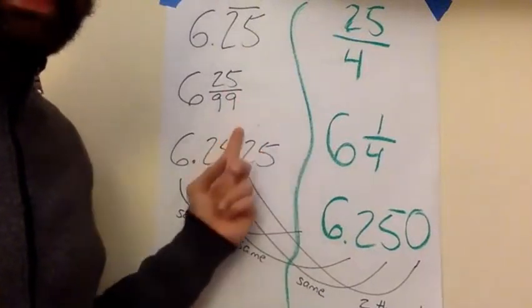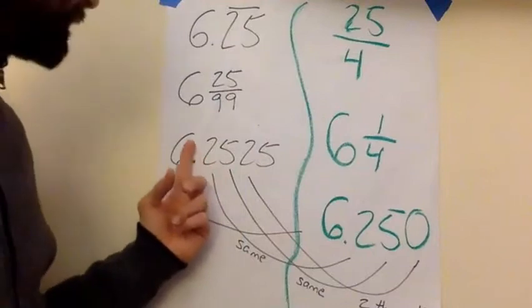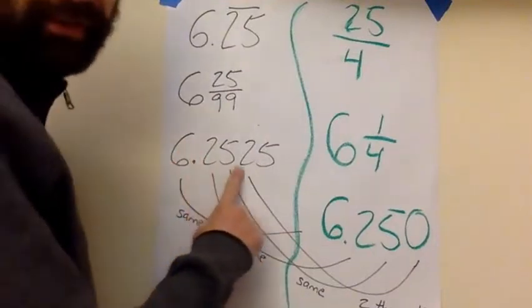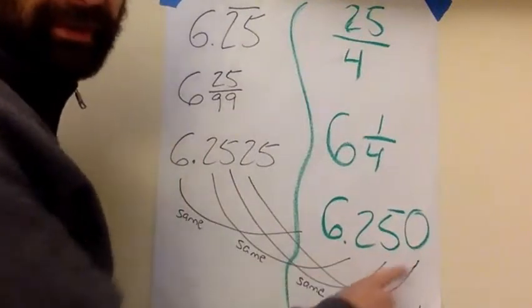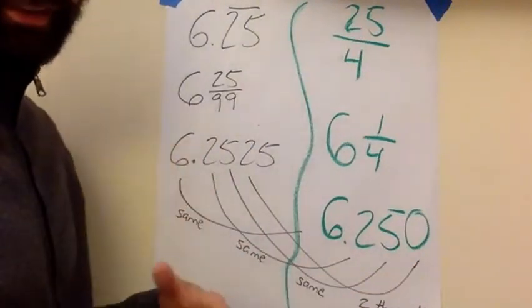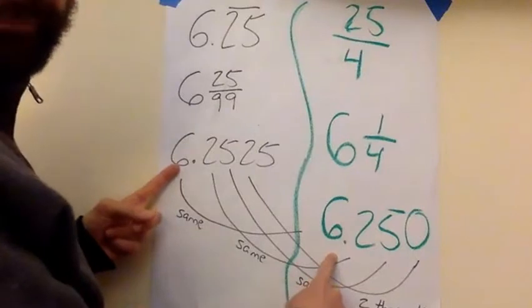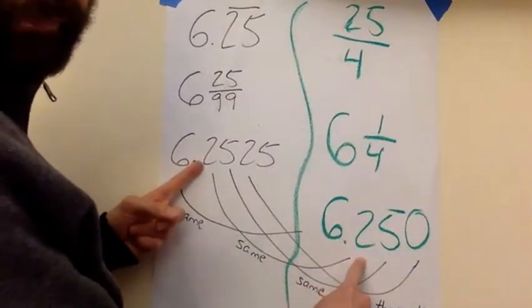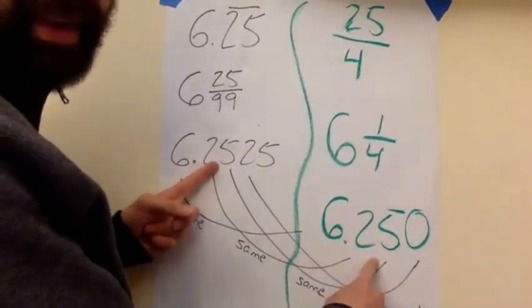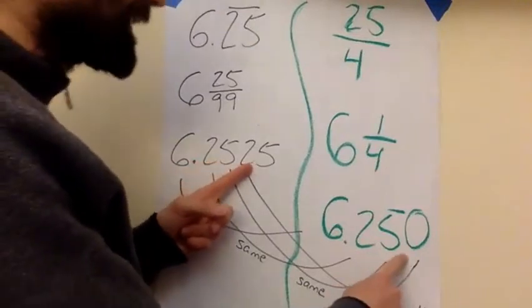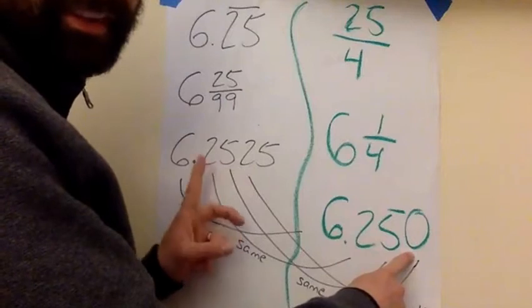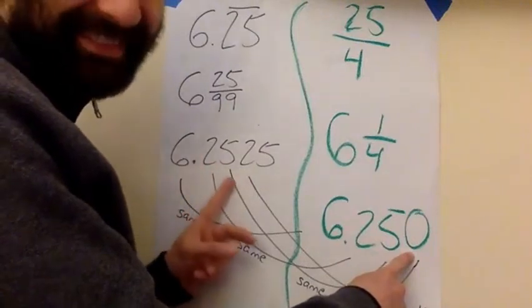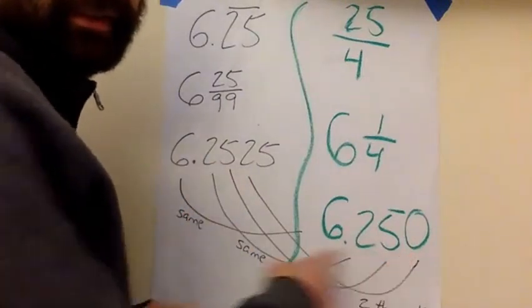In order to understand that place value, what's happening is this is 6.2525, so on, so on, so on. This is 6.250. These numbers are ridiculously close, right? The 6's are the same. The 2's are the same. The hundredths place, the 5's are the same. It's not until you get to the thousandths place that you see any difference at all. So this is 2 thousandths bigger than this.